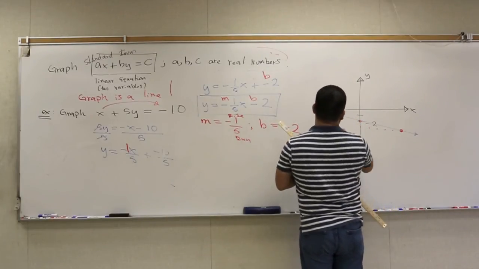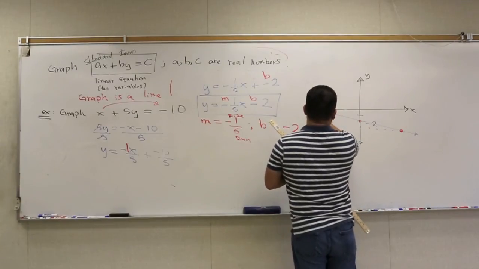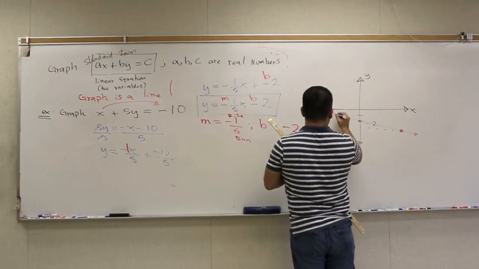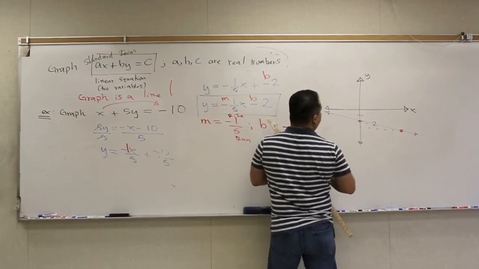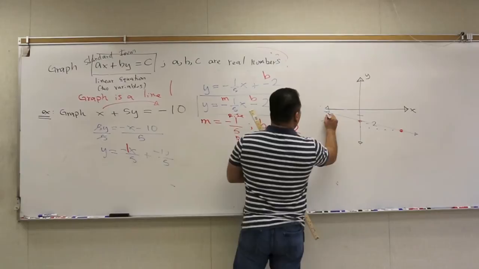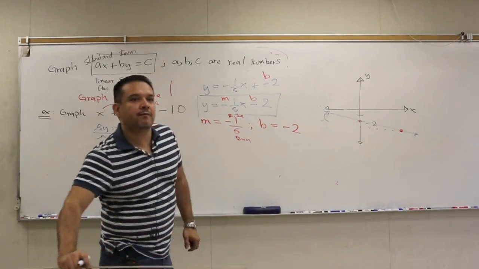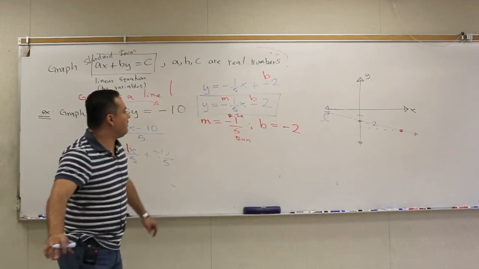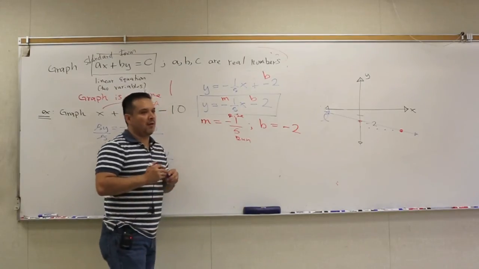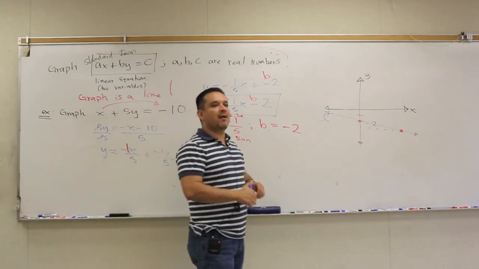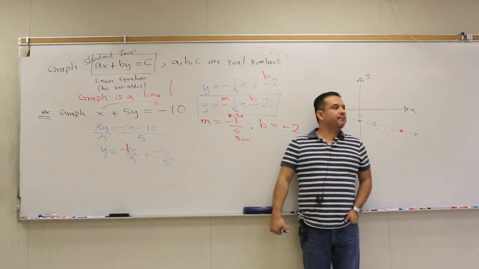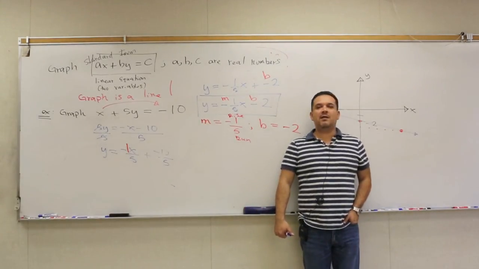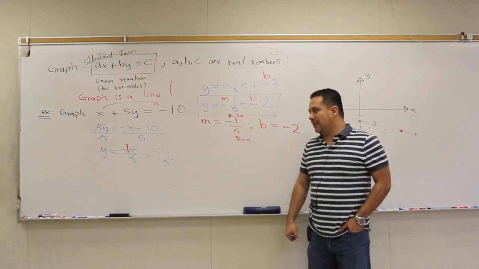You see how I need my ruler? Okay. That's my line, I call it L. Notice the slope is negative, so it goes downhill. It's a negative slope. You do this all day long. Easy or hard? It's easy.